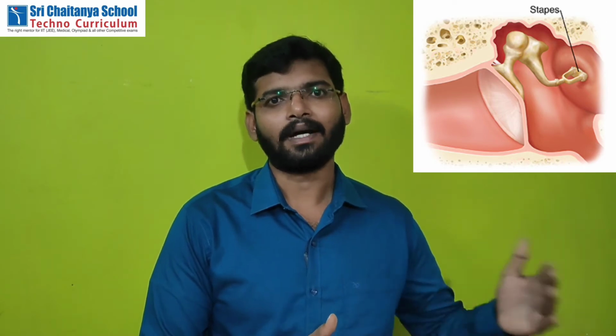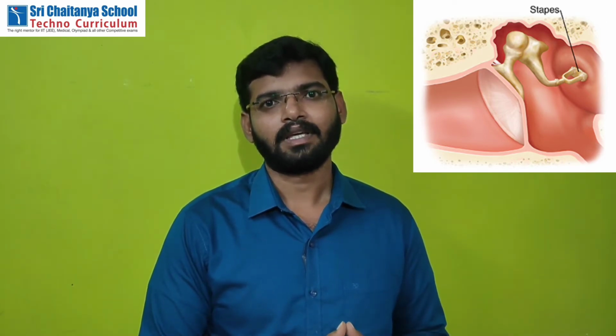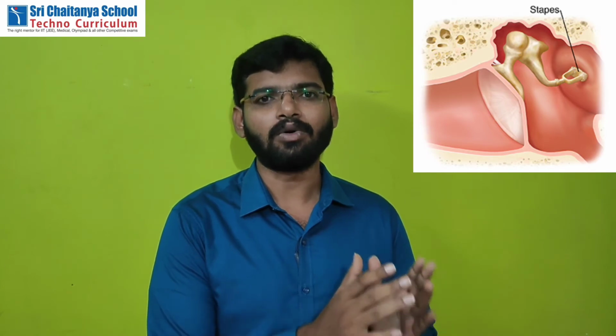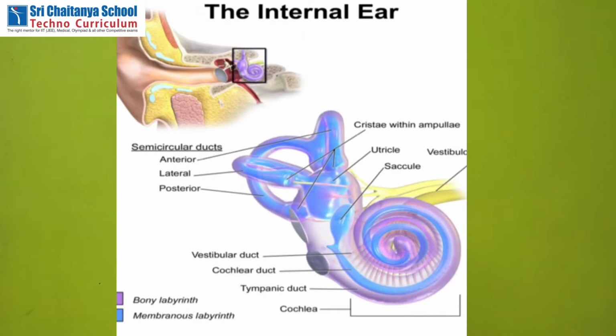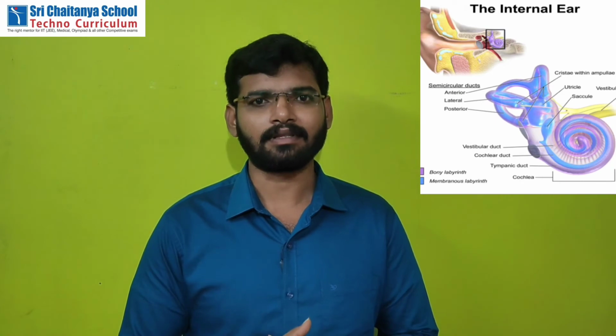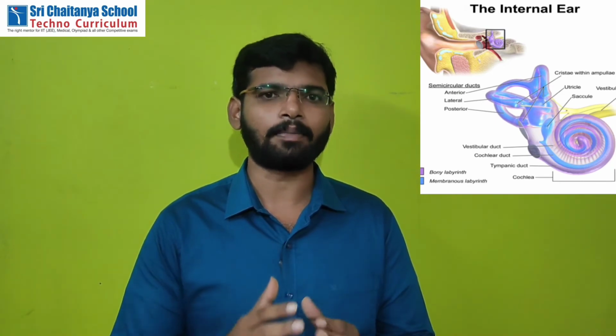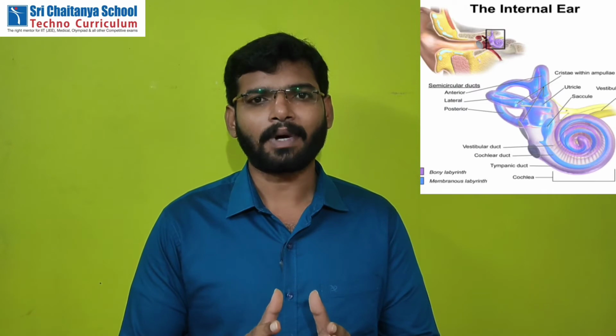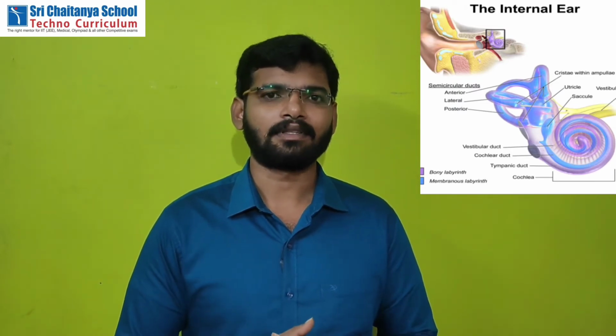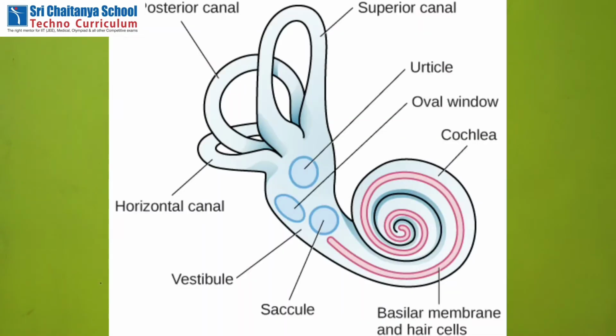So these three ossicles connect the external ear by the tympanum and the inner ear by the stirrup. This stirrup is connected to the round window of the inner ear. Now let us see the inner ear. It is the innermost part of the ear. It consists of a membranous labyrinth which is enclosed by a bony labyrinth. Let us see what parts are present in the membranous labyrinth. It consists of three main parts: semicircular canals, vestibule, and cochlea.